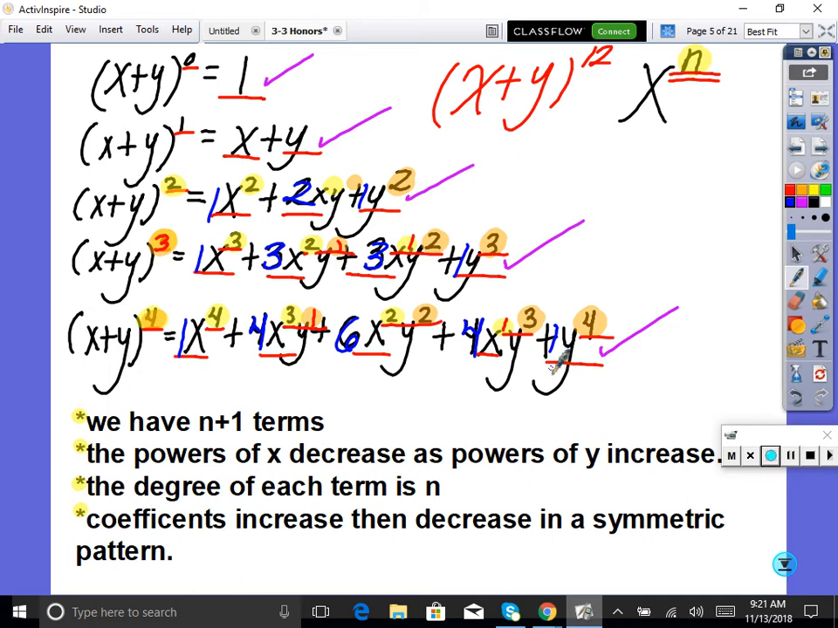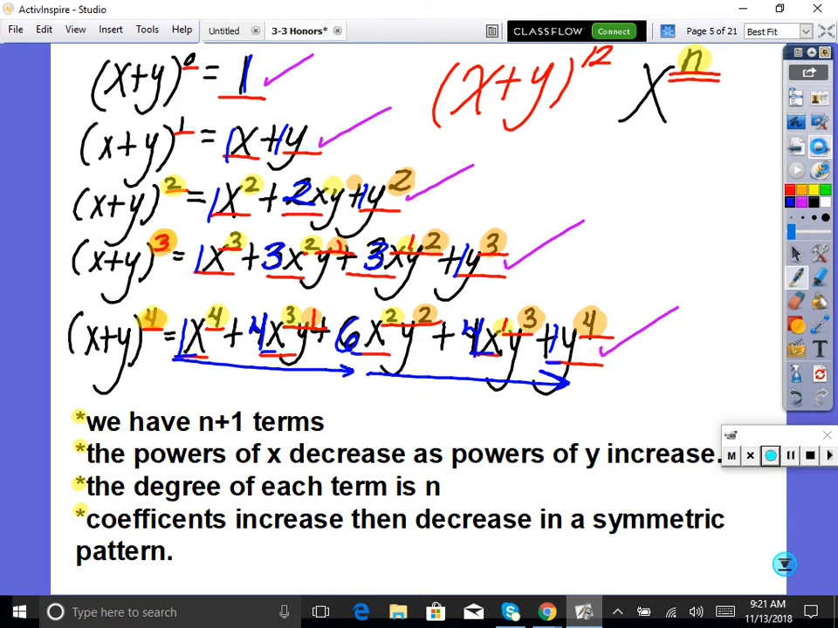Now we're not seeing a pattern from here to here with the coefficients. All that we're noticing is they go up and then back down in the same fashion. 1, 1, and then this one's obviously just a 1. That will happen. So now we're going to get deeper into these coefficients. Where do we get these coefficients?